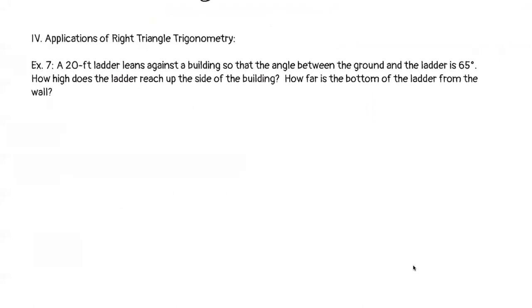Let's talk about some applications of right triangle trigonometry. Classic word problems that we're going to take a look at. Example 7 says a 20-foot ladder leans against a building so that the angle between the ground and the ladder is 65 degrees. How high does the ladder reach up the side of the building, and how far is the bottom of the ladder from the wall? Like we did before, we are going to start by drawing and labeling a diagram.